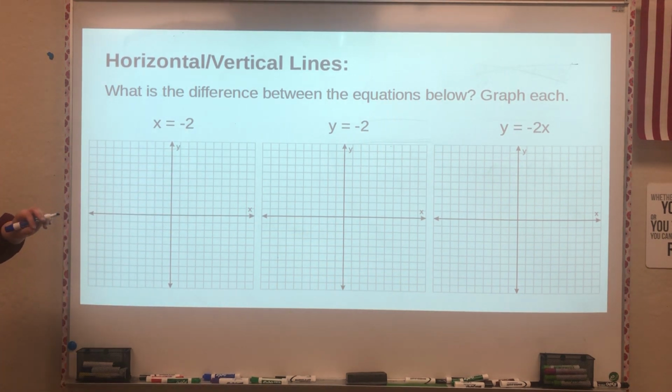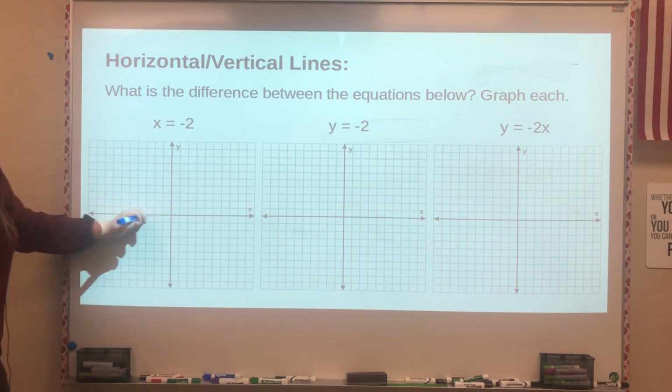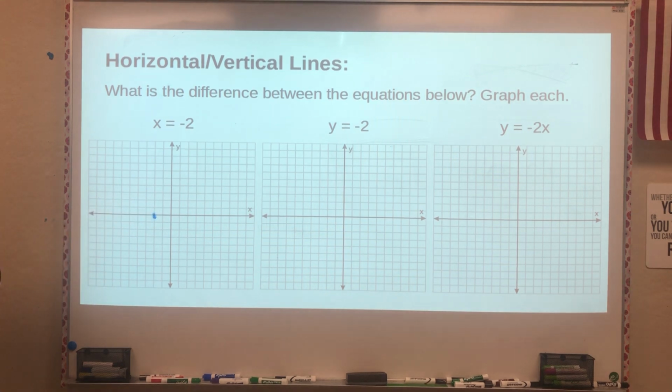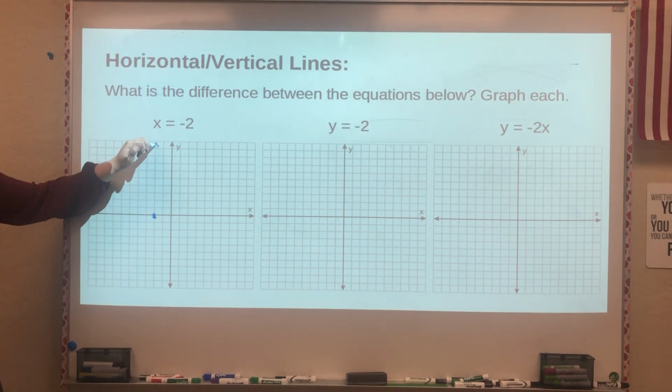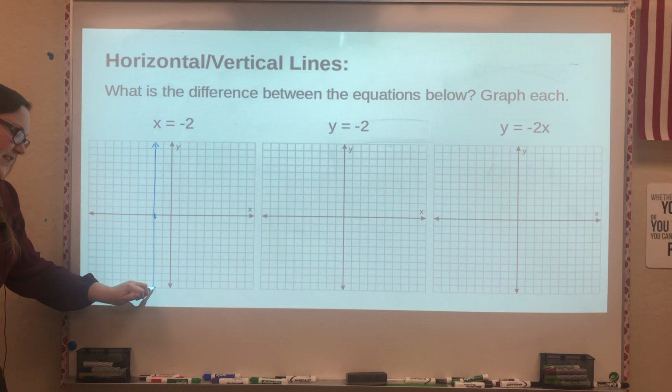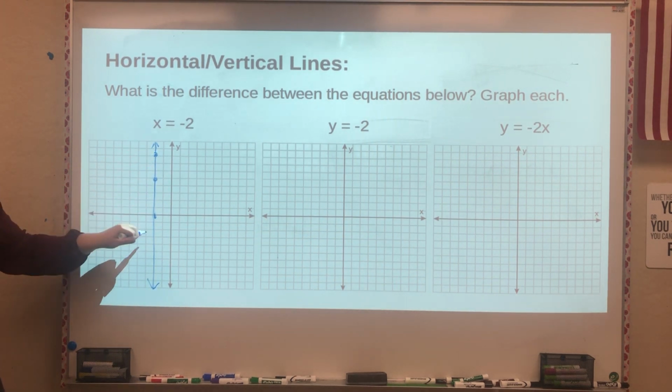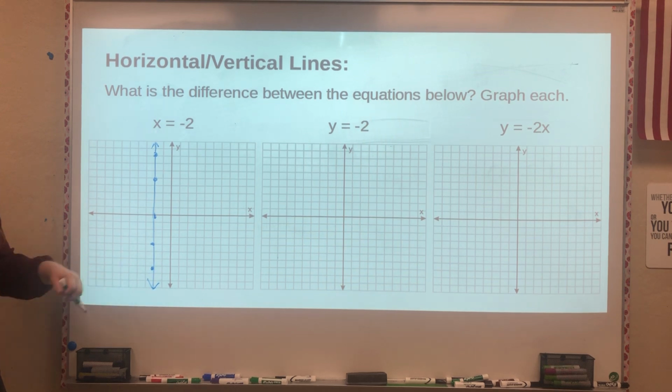What I would want to do in order to graph that is on my x-axis, find negative 2, which is going to be on this side, 1, 2, right there. And remember we said it's intersecting your x-axis. It's going to cross through our x-axis, which means it is a vertical line. Any point you pick on this line is going to have an x-coordinate of negative 2.